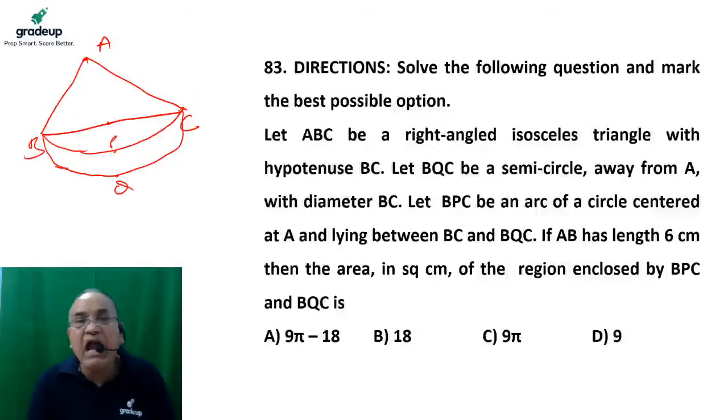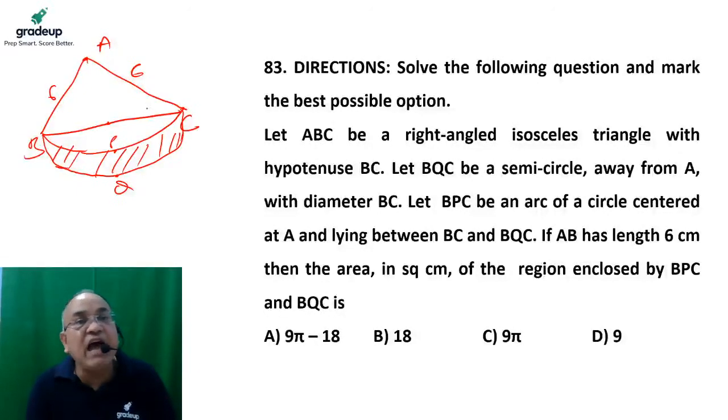The radius of this inner circle, ABPC, is this line AB. The length of AB is given as 6, so AC is also 6, because the isosceles right angle triangle is given. We have to find out the area between BQC and BPC. It means we have to find out the area of this portion. Very easy question.